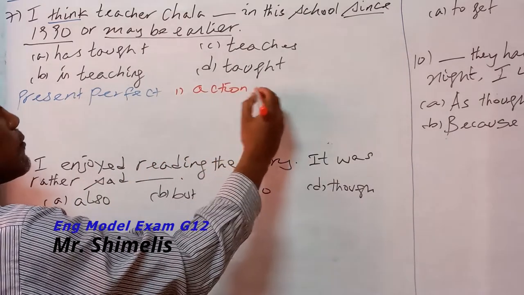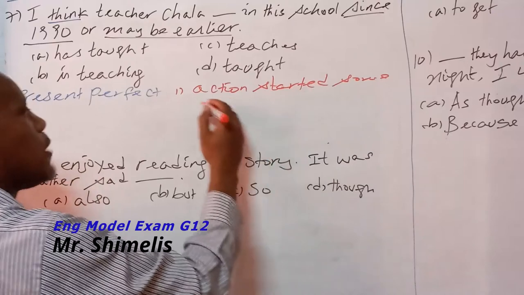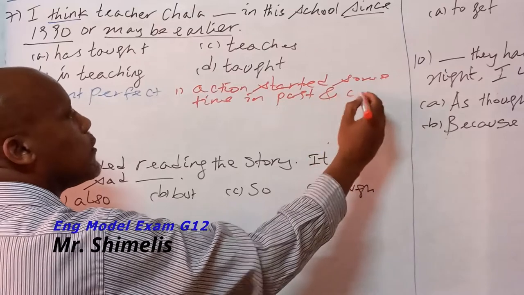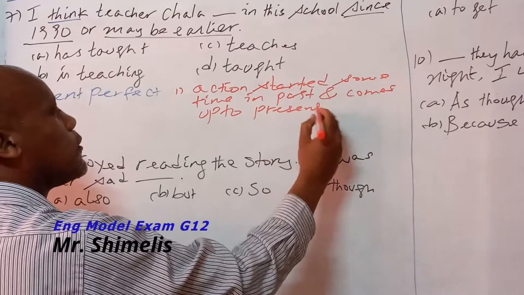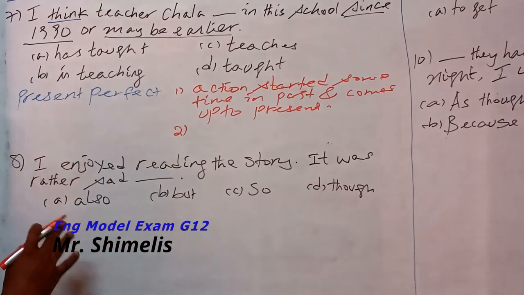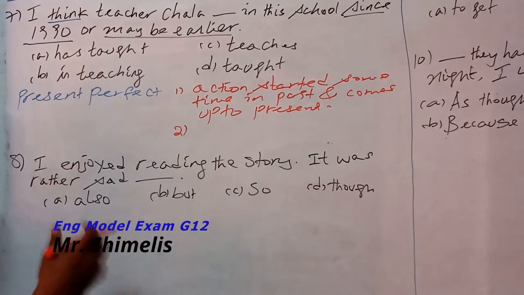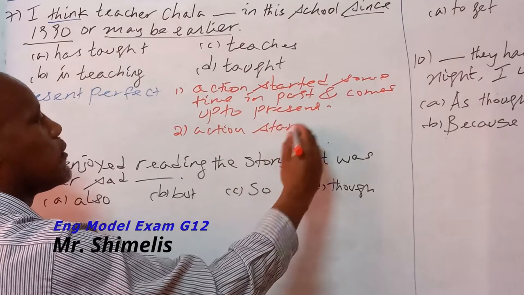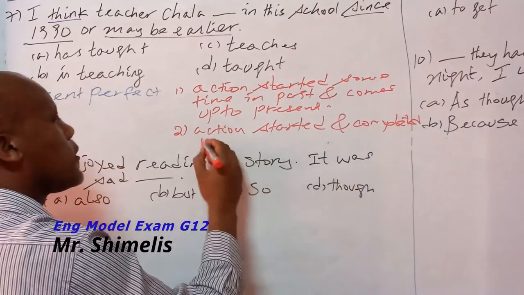Action started some time in past and comes up to present. This is the first case that present perfect is used. The second case that we use present perfect for is for an action which has started and completed in the past, but whose effect is still going on.